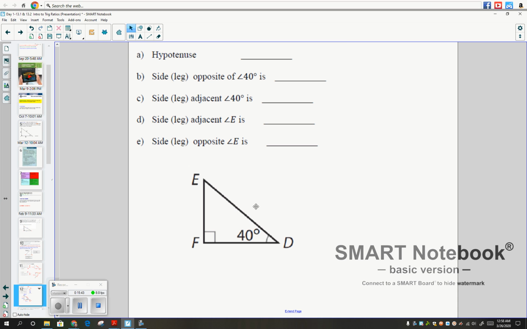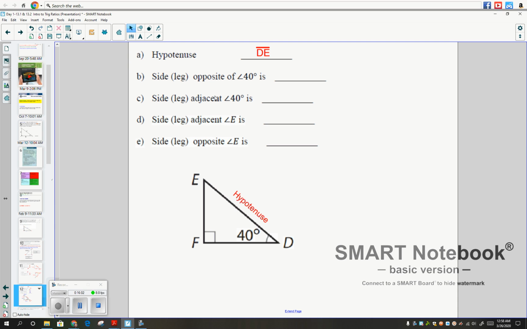The next example we got here is triangle DEF. Notice within this problem, my reference angle changes. Well, let's start out. What's the hypotenuse? Crossing the right angle. It doesn't matter which one my reference angle is. Segment ED is going to be my hypotenuse at all times.